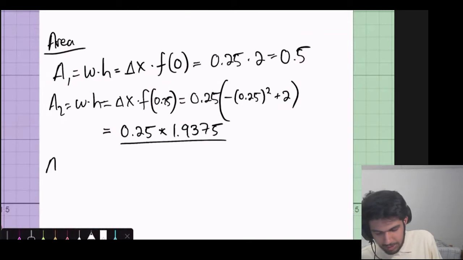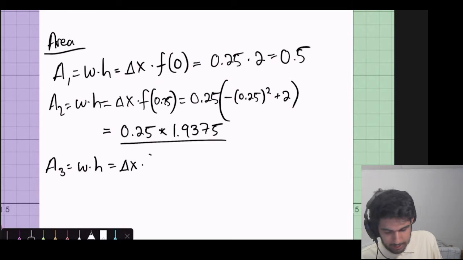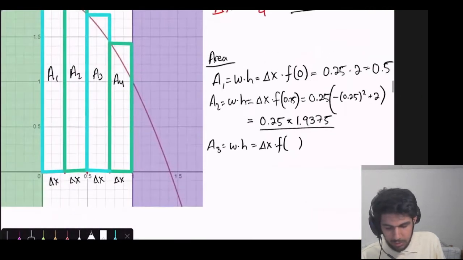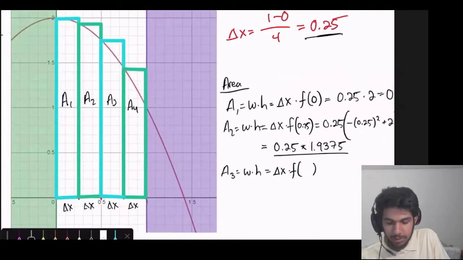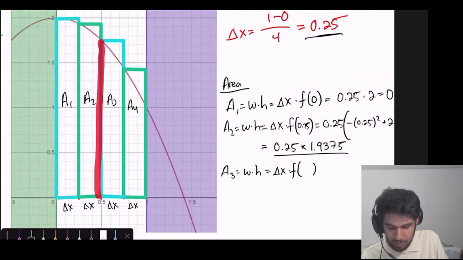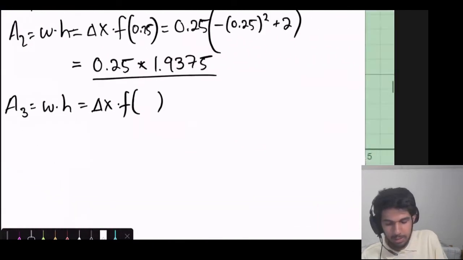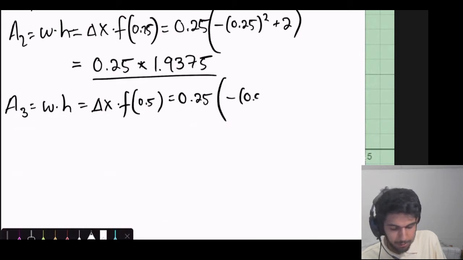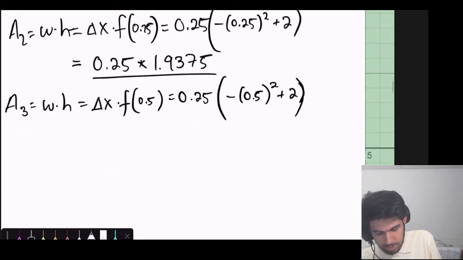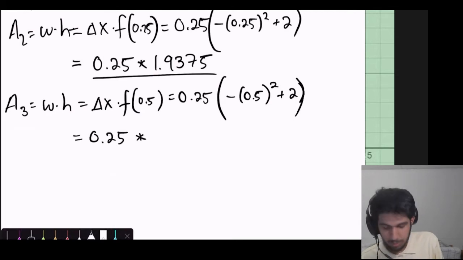Let's do A3 next, once again. Width times height, delta x times f of something. Once again, we're looking at A3 now. The left-hand corner touches the function, so that determines the height. We trace that downwards. We're at 0.5. So we come back here. This will be equal to 0.25 for delta x times f of 0.5. And this will be equal to 0.25 times, what is this, 1.75?